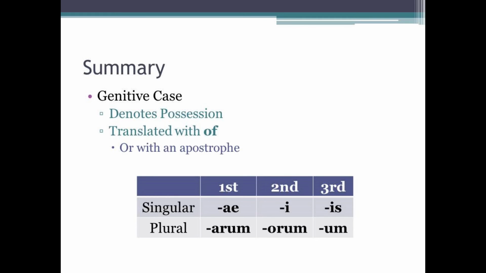Okay, so we've now covered stage 17 of the Cambridge Latin course. So let's quickly summarise. The genitive case. The genitive denotes possession and is translated with the word of, or alternatively with an apostrophe. But if you want to avoid slight difficulty, I would recommend using the word of. And just as a reminder of the endings, there is a quick summary table on this slide.